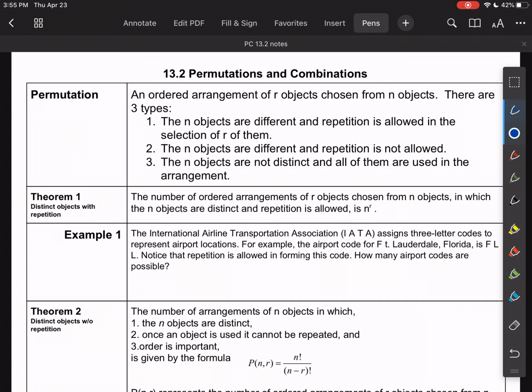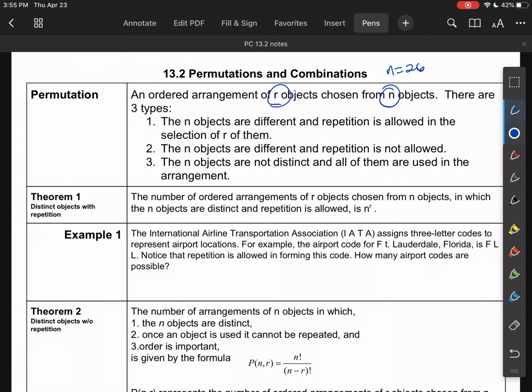So permutations, combinations. A permutation is an ordered arrangement of R objects chosen from N objects. This language just gets super weird and kind of confusing when you're first learning it, but just know this. N is the number of total distinct objects that we're looking at. So if we were talking about an alphabet, N would be equal to 26. R is the number of selections that we want to make.